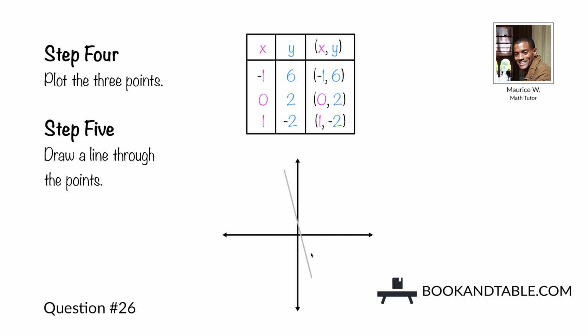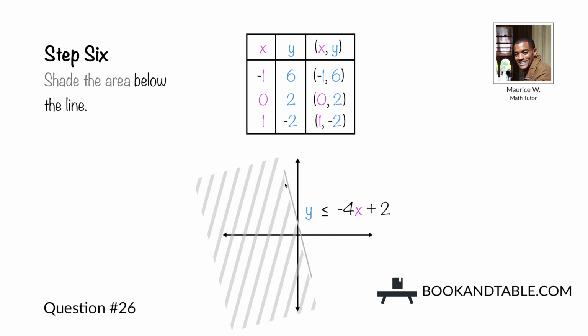And then step 6, shade the area below the line. So if this is our line, you're going to shade on one side of it. If you look here at the y-axis, at this point, these values are greater than these values. So since this side is less than, you know you are shading this side of the line. So this is the sketch for y is less than or equal to negative 4x plus 2.